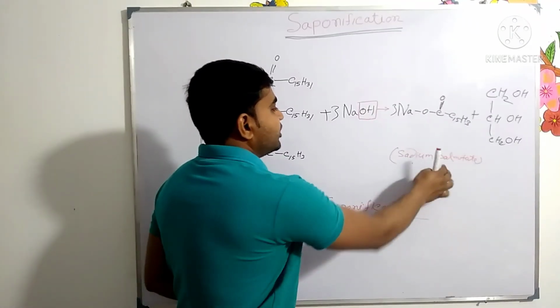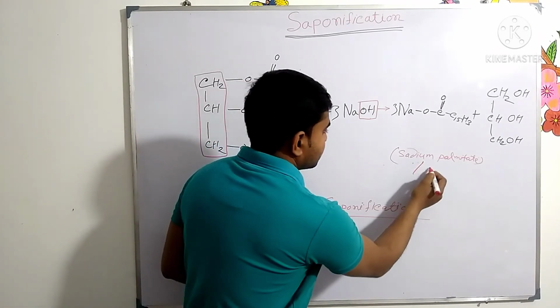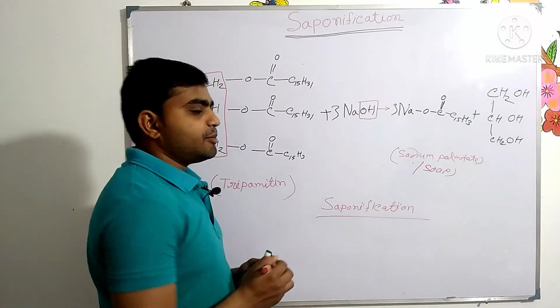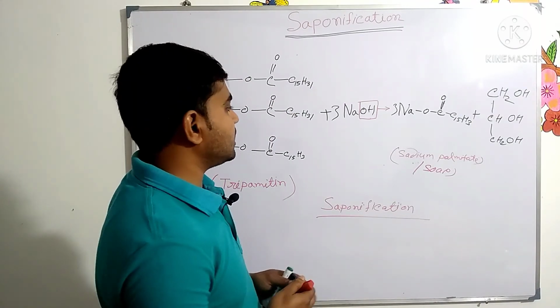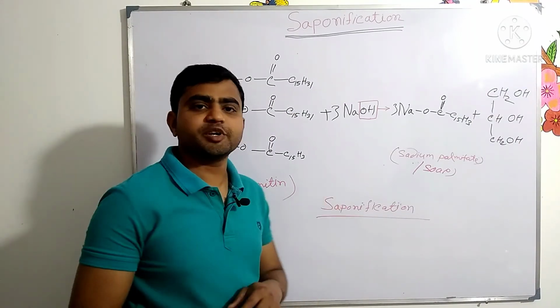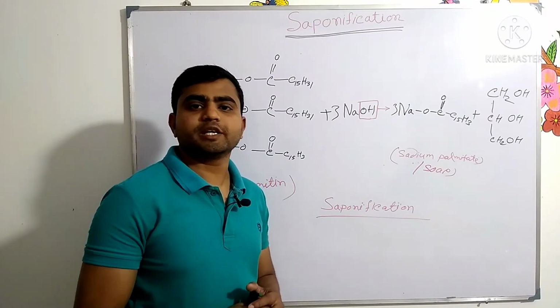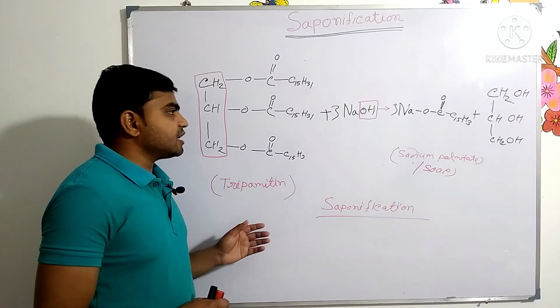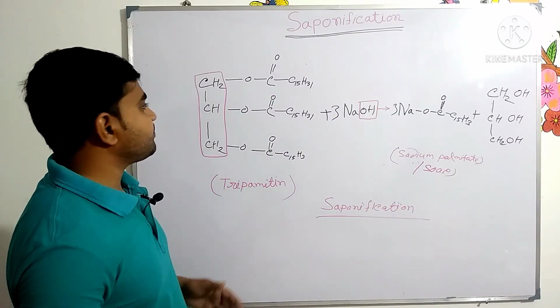The sodium palmitate, or soap, as I have told earlier, the common soap is sodium palmitate or sodium oleate or potassium oleate. So here is the complete process of saponification.